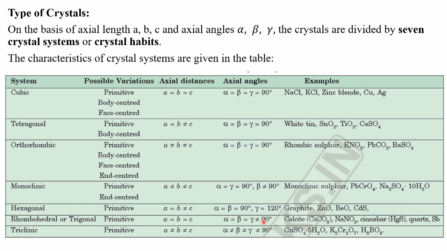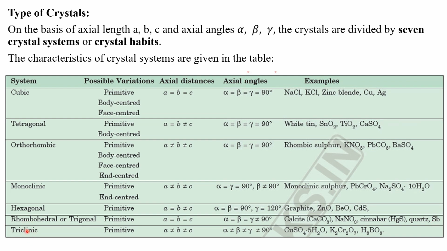That is the little difference. This is the difference between cubic and rhombohedral or trigonal. In both cases, axial distances are the same, a = b = c, and axial angles are the same, alpha = beta = gamma, but for cubic alpha = beta = gamma = 90 degrees, but here these angles are not 90 degrees. Examples: calcite or calcium carbonate, NaNO3, cinnabar or HgS, quartz and antimony Sb.